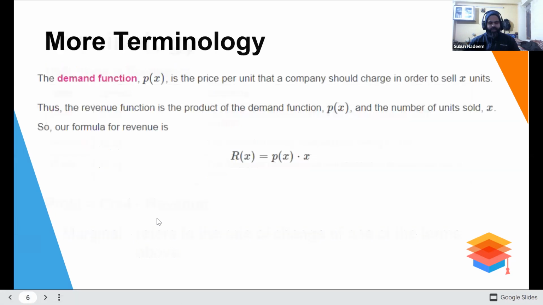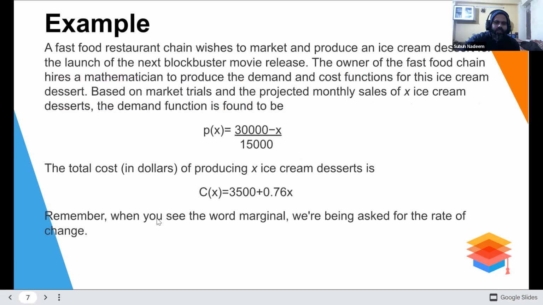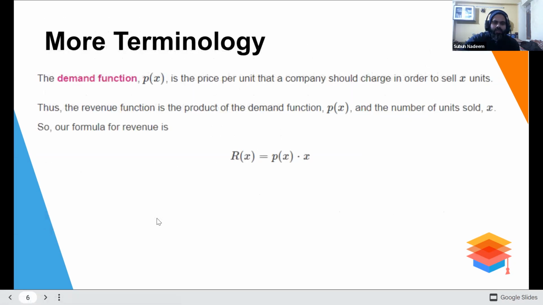Next slide. Then this is the demand function. The demand function, P(x), is the price per unit that a company should charge in order to sell X units. The product of the demand function and the number of units sold is the formula for revenue, to sell X units, X.